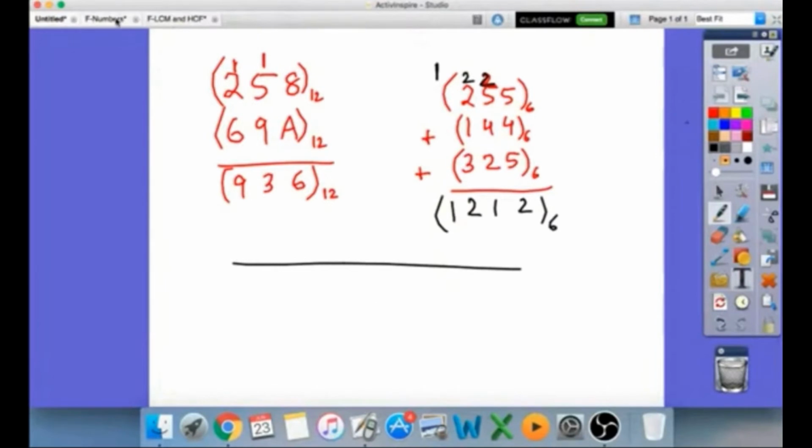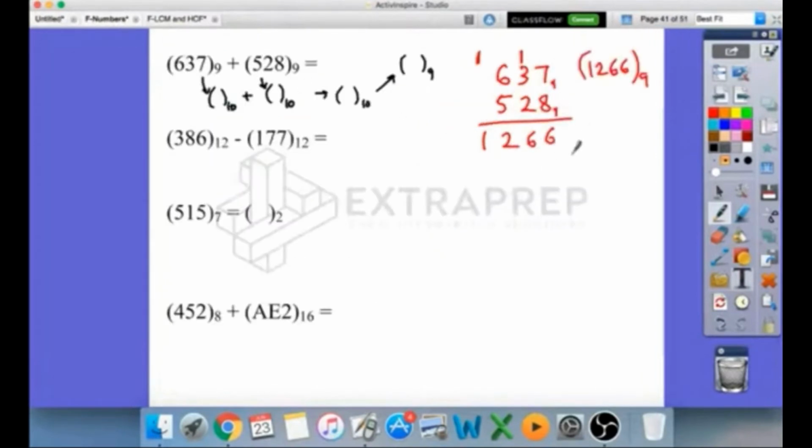Now let's go back to our topic. Here, 1266 base 9 is the answer. Now look at subtraction. 386 minus 177 base 12. That's important. You have to subtract.